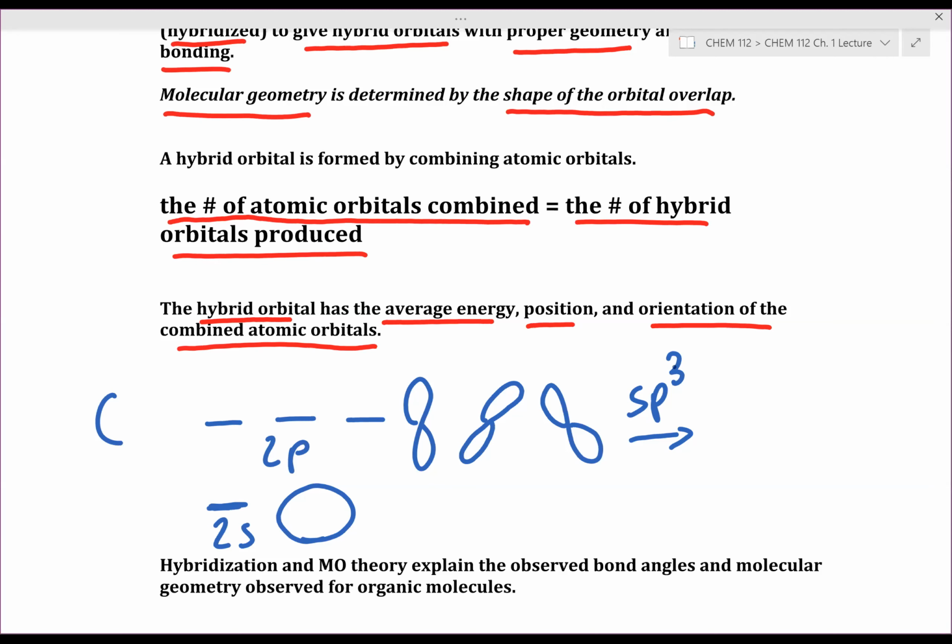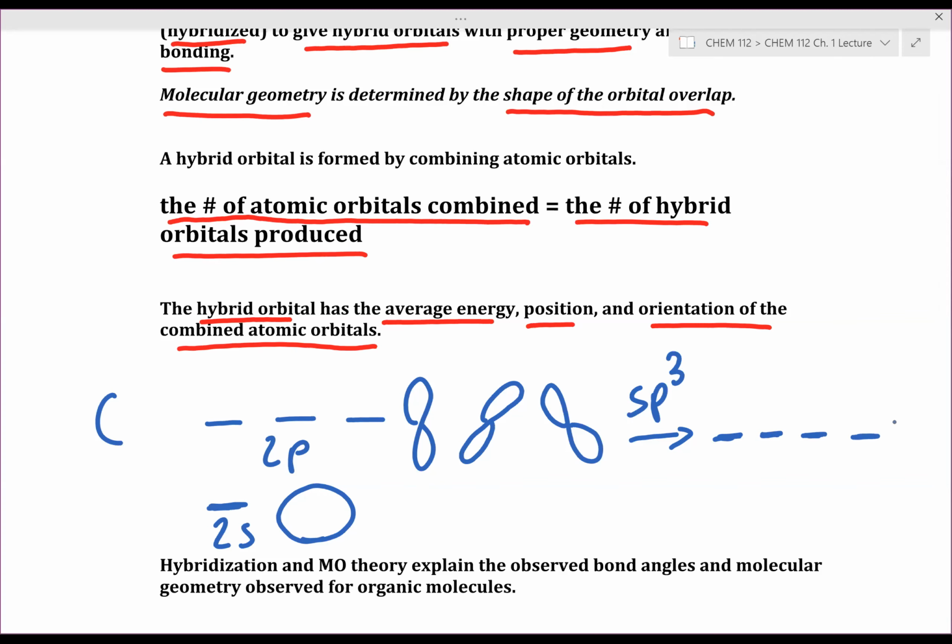4, exactly. Now, if I said that they have the average energy of our atomic orbitals, where should I draw my hybrid orbitals? Should they be higher or lower than our 2s? Higher, okay. And should they be higher or lower in energy than our 2p's? Lower. Okay, perfect. So they're slightly lower than our 2p's and substantially higher than our 2s. And the reason for that is, do we have more p orbitals or more s orbitals? P orbitals. More p character, higher in energy.